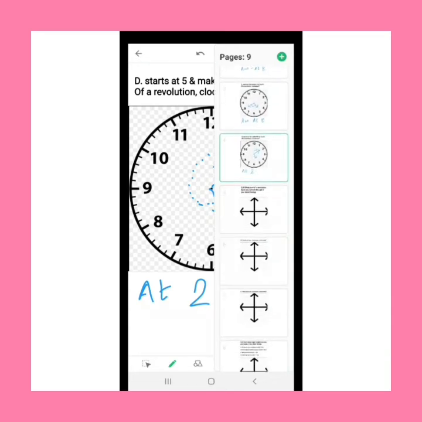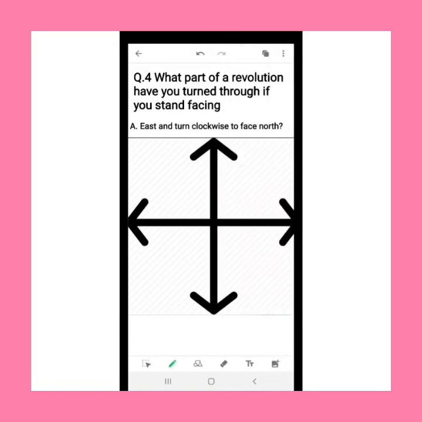Now, question 3 we'll discuss later. Moving on to the next question, question 4. What part of a revolution have you turned through if you stand facing east and turn clockwise to face north?